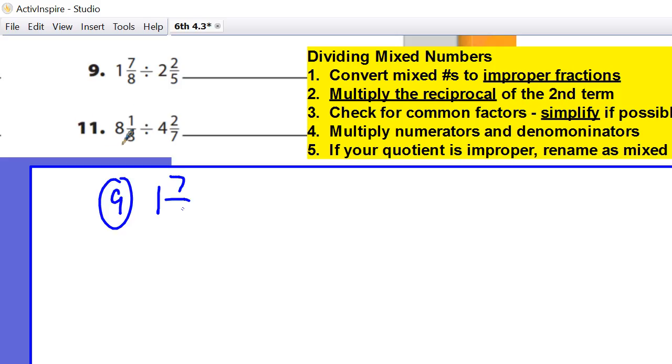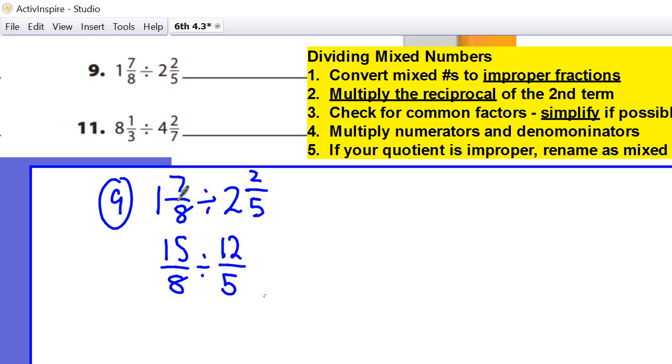1 7/8 divided by 2 2/5. Step number 1, convert the mixed numbers to improper fractions. 1 times 8 is 8, plus 7 is 15, that's 15/8. 2 times 5 is 10, plus 2 is 12, 12/5. Step number 2 is to multiply by the reciprocal of the second term, so that changes to 5 over 12.